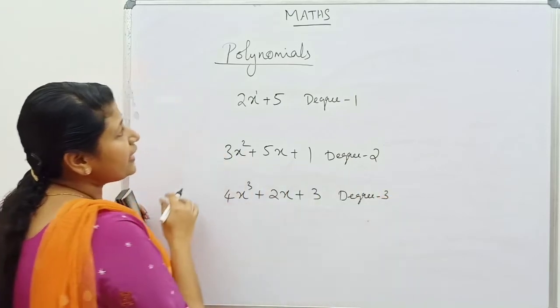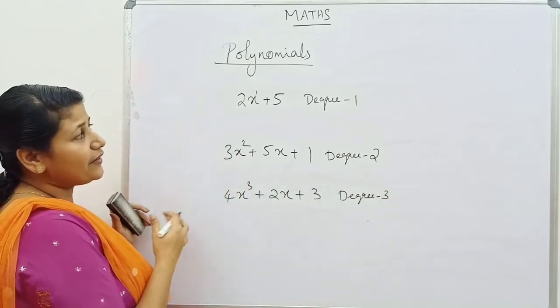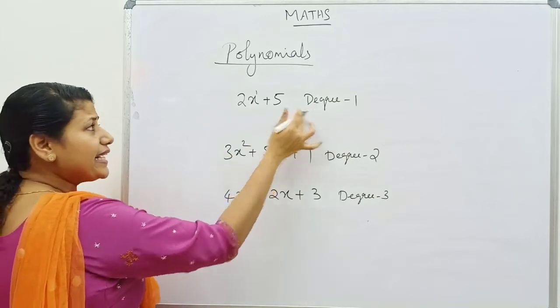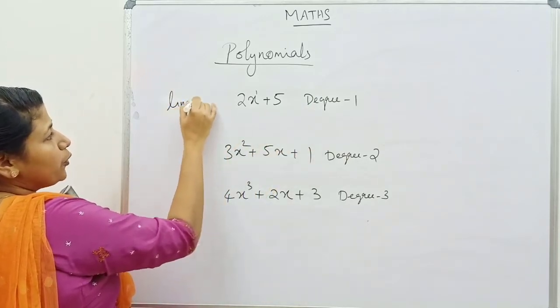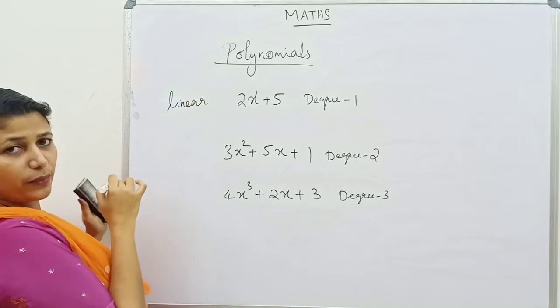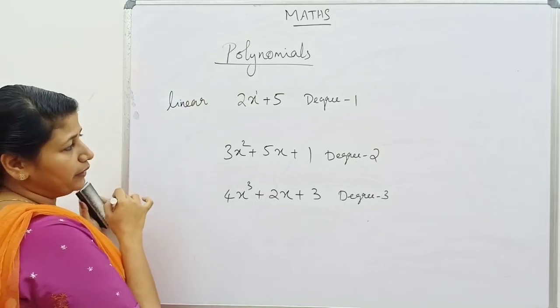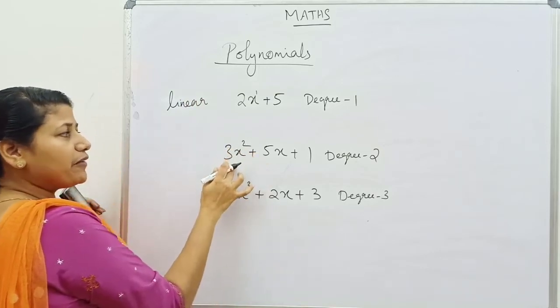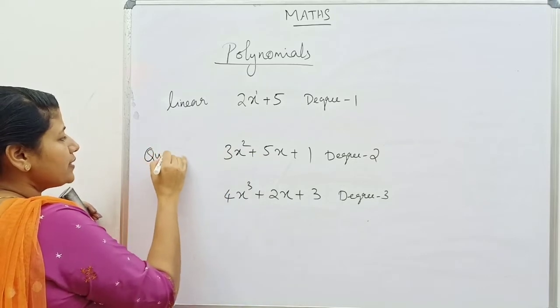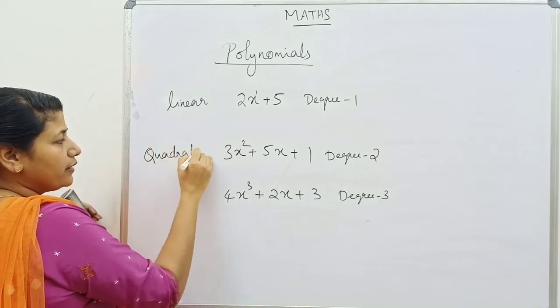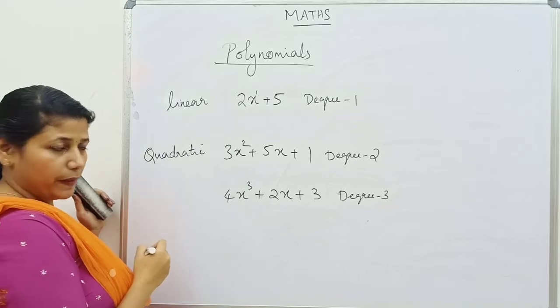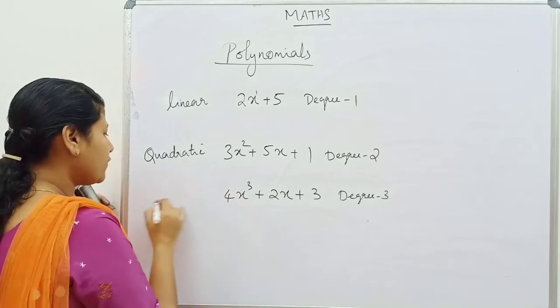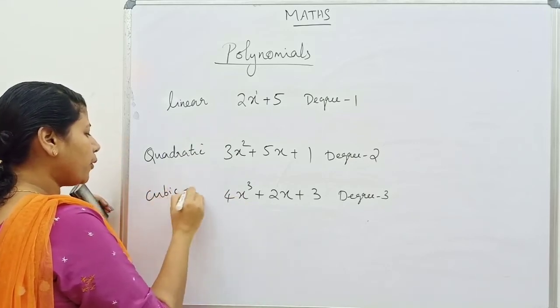So on the basis of their degrees, we can classify these polynomials as follows. If the degree is 1, we can call this polynomial a linear polynomial. What is that? Linear polynomial. If the degree or the highest power is 2, then we can call this a quadratic polynomial. This is a quadratic polynomial. Here the degree is 3, so we can call it a cubic polynomial.